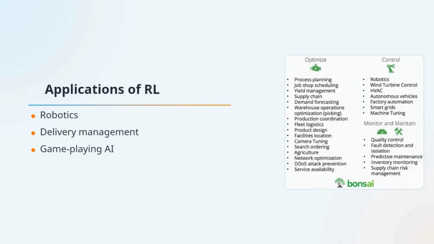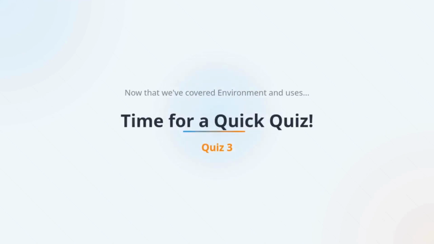It is used in robotics, delivery and logistics management, and game-playing AI. More broadly, RL is useful wherever a system must make decisions, learn from feedback, and improve performance over time. Now that we've covered environment and uses, let's test what we've learned so far. Here's quiz number 3. See if you can get it right.